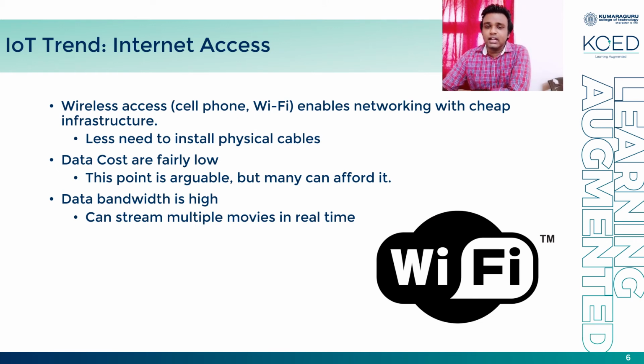When you take internet access, Wi-Fi plays an important role in networking with very cheap infrastructure. You need not have a wired internet connection. The data cost of the internet is also very much reduced, depending upon the country, and the bandwidth is very high. Even a certain network provider gives 3.3 TB of internet per month, unlimited, for around 400 rupees. These are the trends in India for internet connection, and the bandwidth is very high. People are consuming more data day by day.